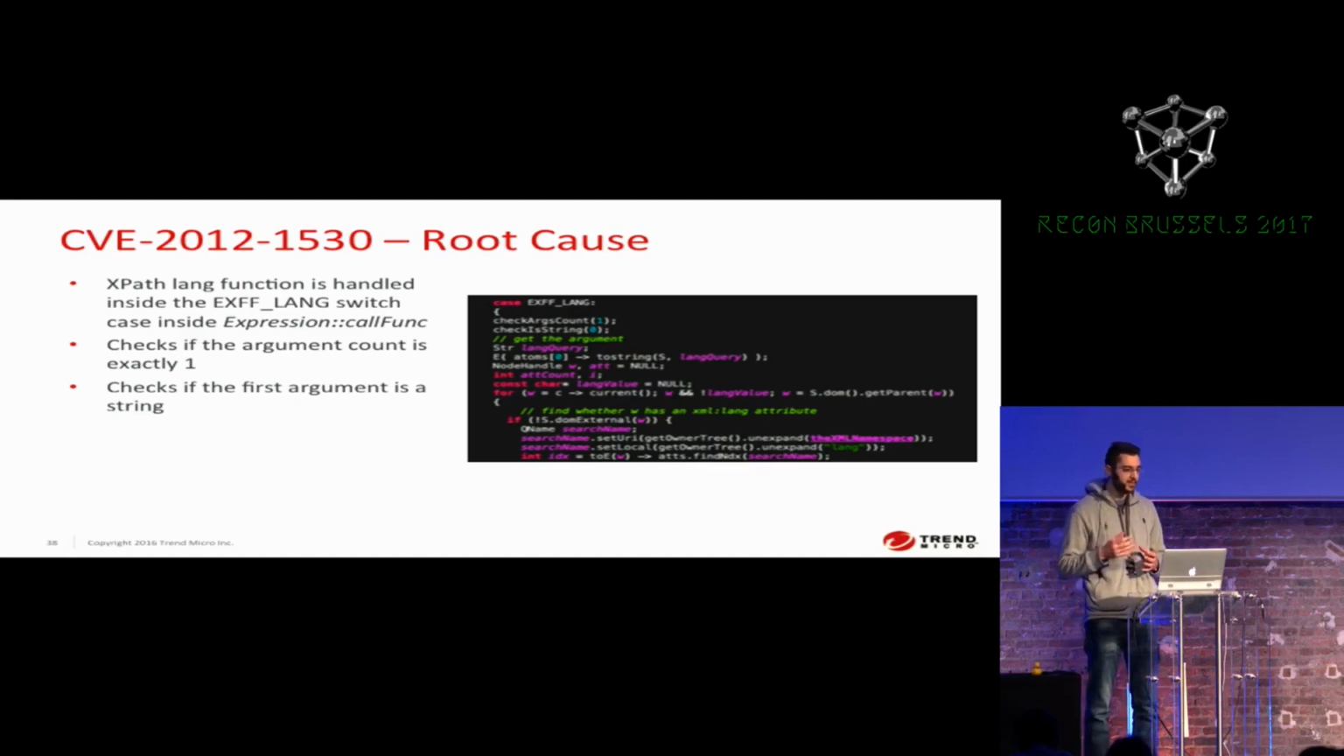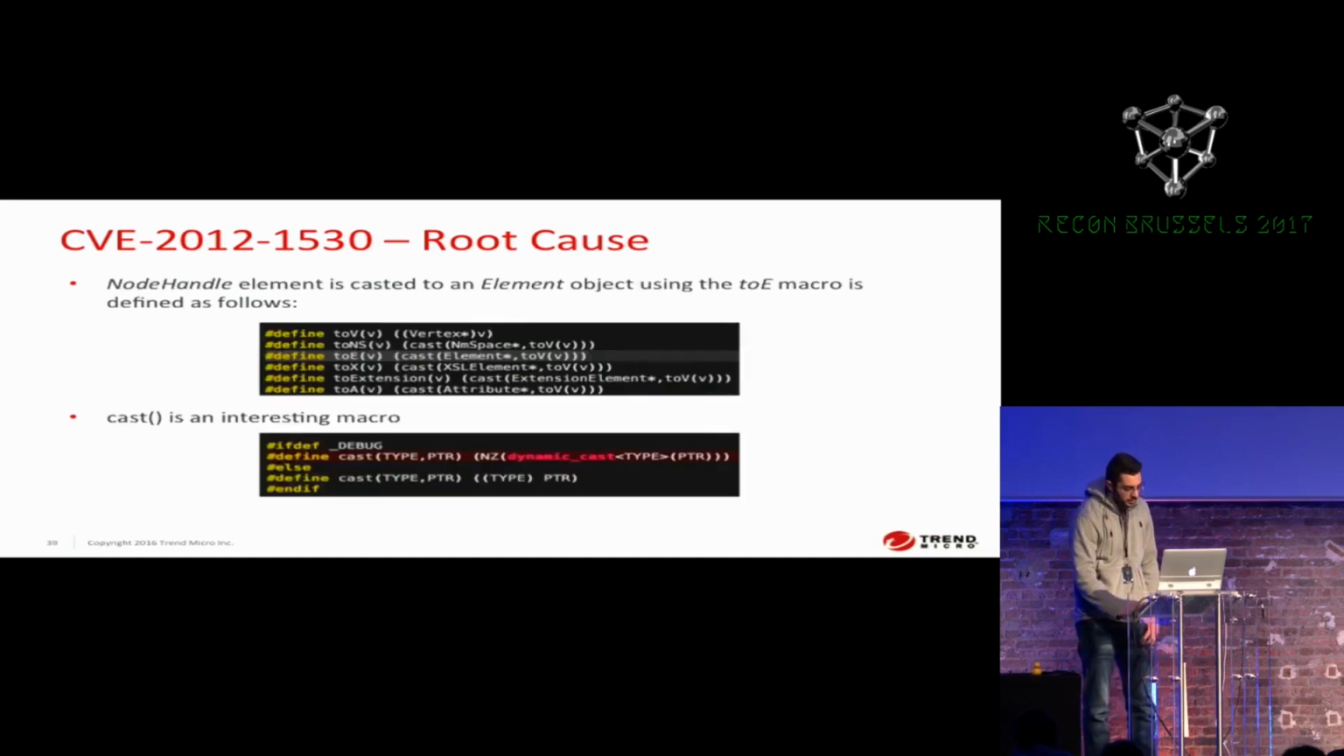In case lang is being executed against the node set, it tries to convert nodes to elements, and that's being done inside a macro called 2e. 2e is specifically interesting as it uses another macro called cast. And cast is an interesting case as basically it calls dynamic cast, but it does it in the debug mode. In production, it just does it like the classic C style, and that's basically what causes the whole type confusion issue.